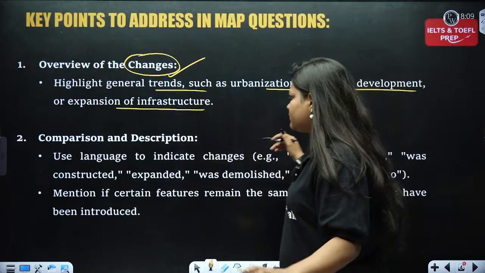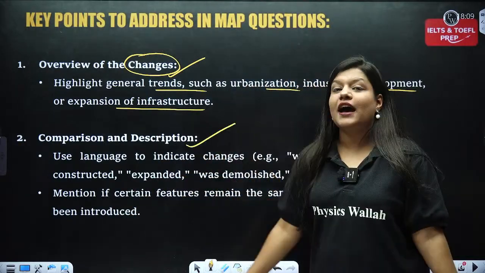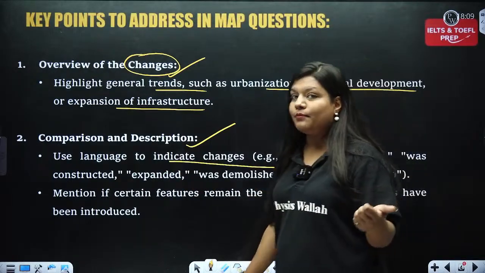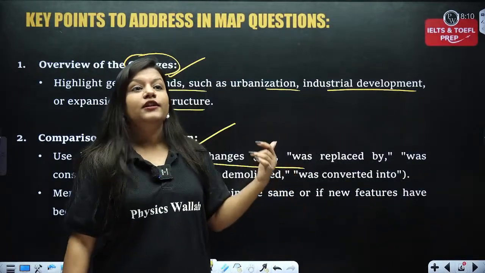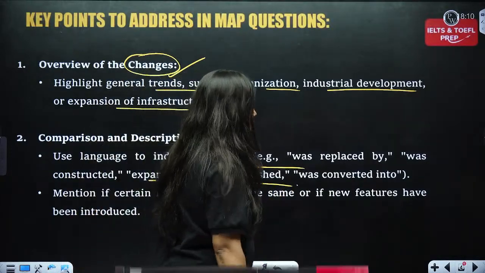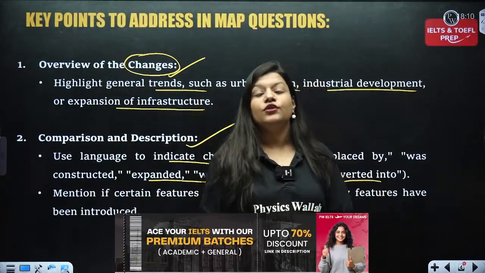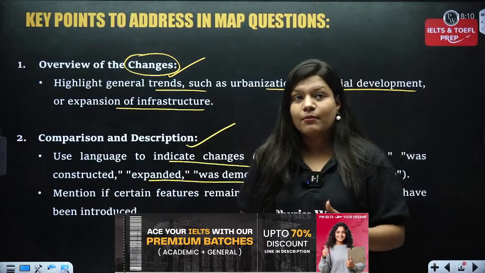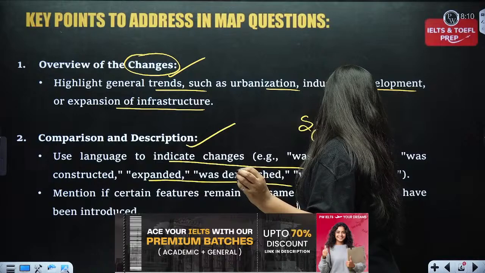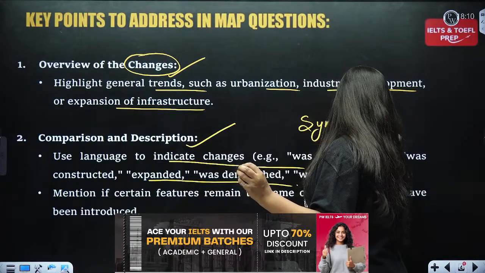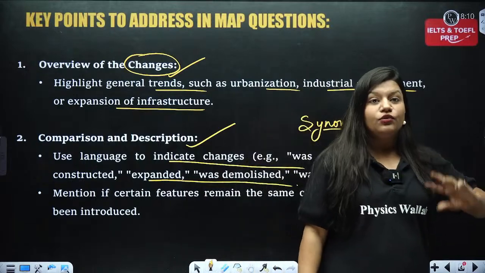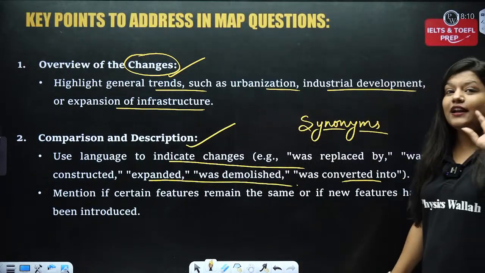Now, let's talk about comparison and description. Okay. So, use language to indicate changes. For example, was replaced, has been converted to, expanded, was demolished, was converted into. Okay. So, these are the words. Always remember you have good synonyms with you. You should have a good amount of synonyms with you so that you never lack vocabulary.